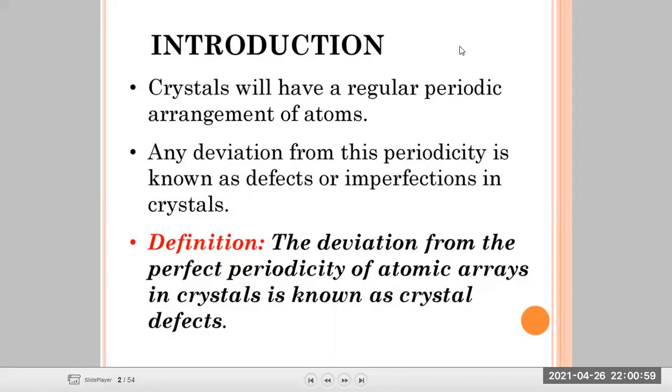Good morning, everyone. In today's class, we'll discuss crystal defects, right? So we start with this introduction part.